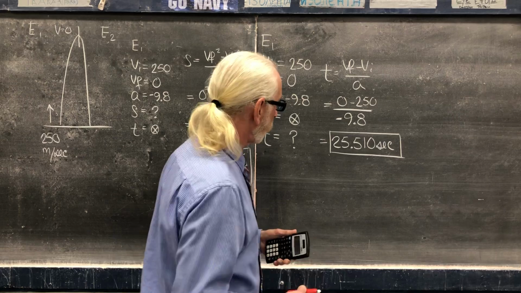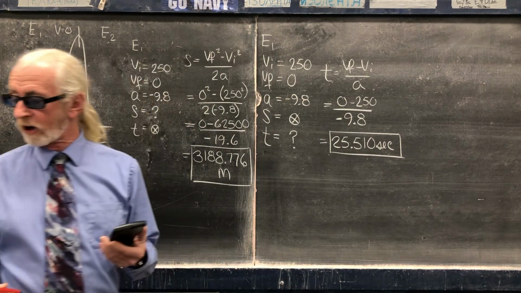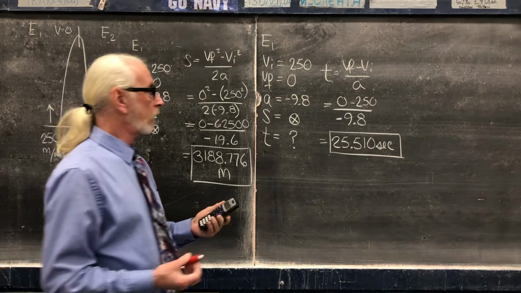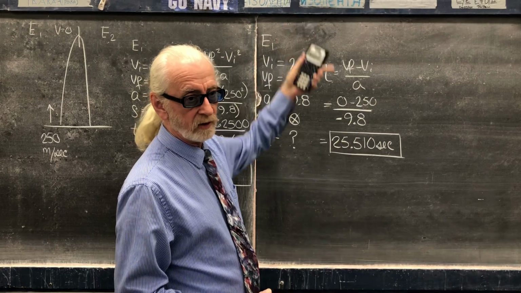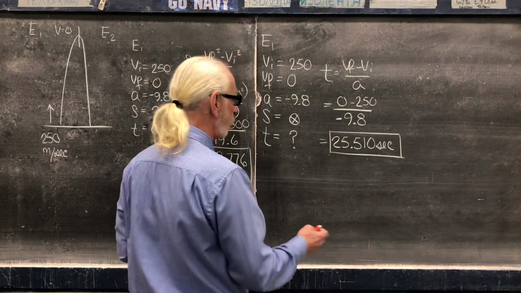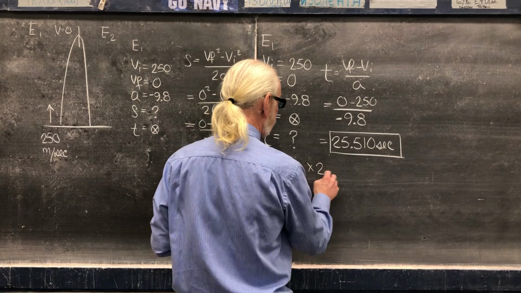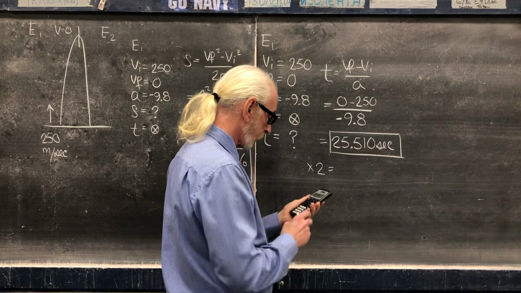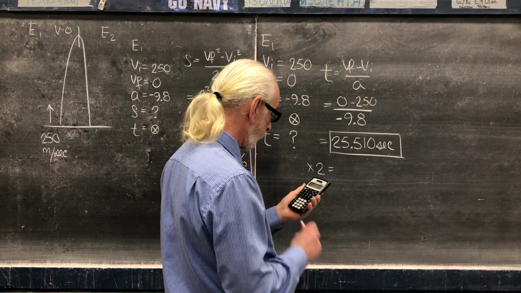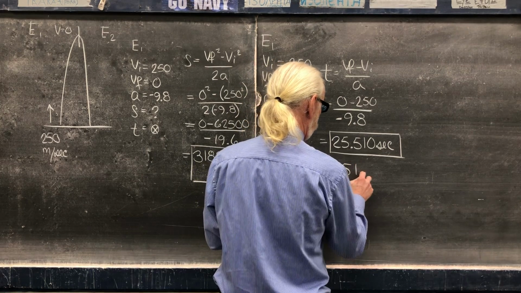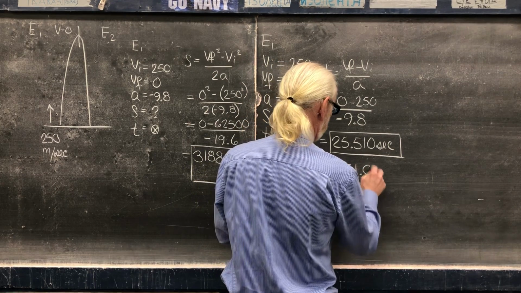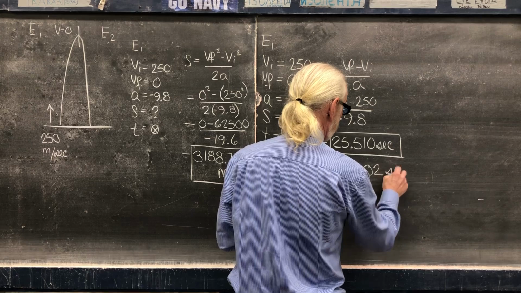All right, now the final question is, how much time is it in flight? Well, now that we know that it's going to be the same amount of time going up as it takes to come back down, all we have to do is multiply times 2. And we get 51.02 seconds.